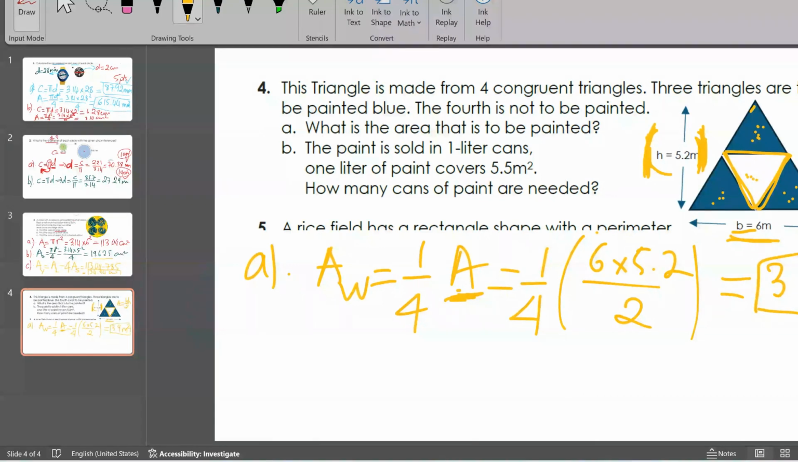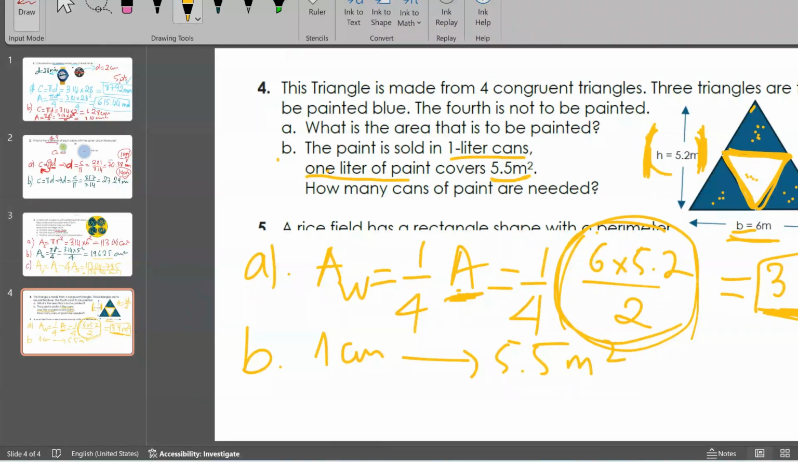Okay. Now question B: the paint is sold in 1 liter cans. 1 liter of paint covers 5.5 meters squared. So how many cans do we need? The whole triangle is only 3.9 meters squared, for this one. Let me explain this to you. One can, which is 1 liter, contains paint to cover 5.5 meters squared. Now we only need to paint 3.9 meters squared. How many cans of paint do we need?